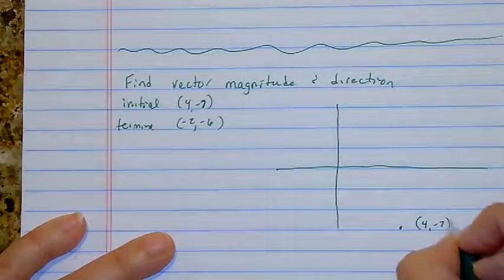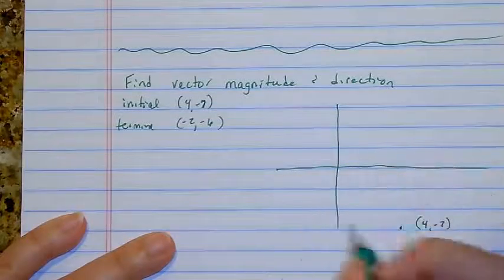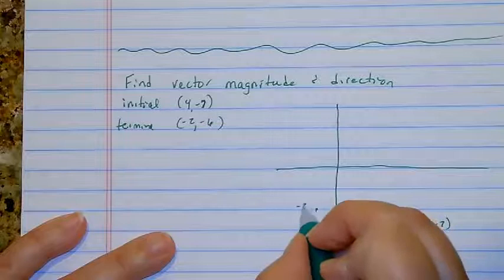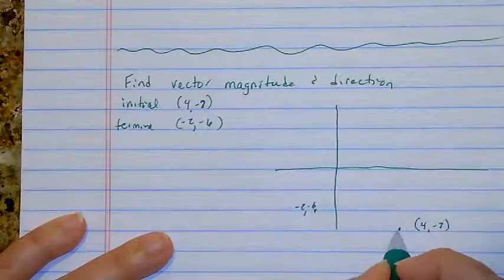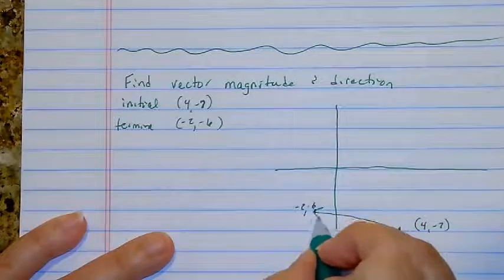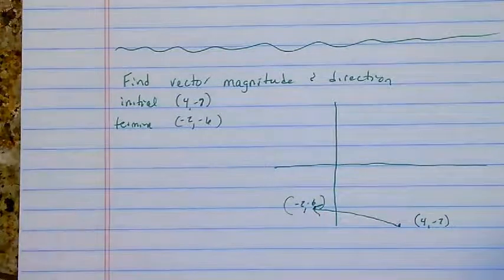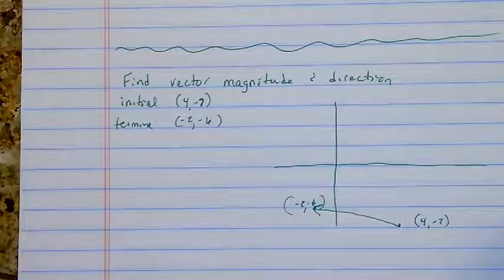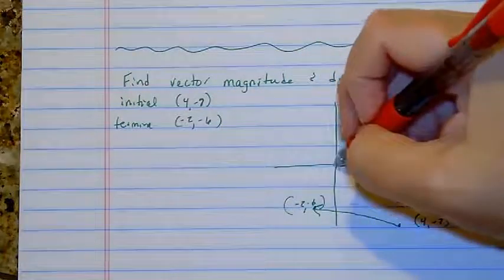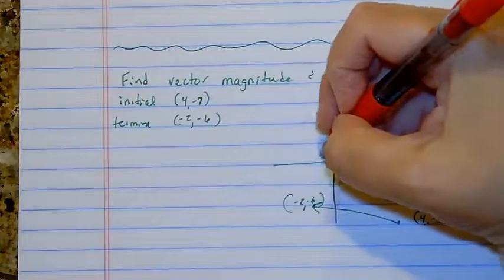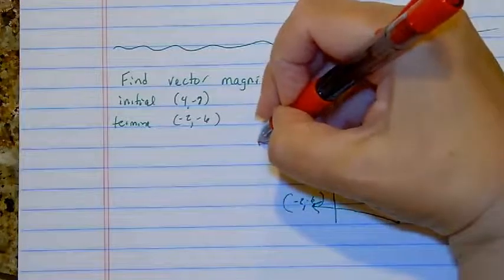So really what my vector looks like here is I have 4, -7, so that would be down here somewhere, and then -2, -6. So it kind of looks something like this. To find the magnitude and direction of the actual vector we're talking about, we're going to take this vector and slide the initial point so that it's at the origin. So it looks something like this.